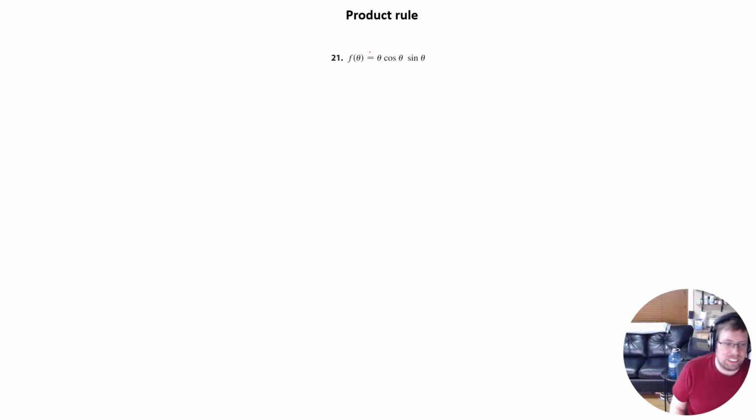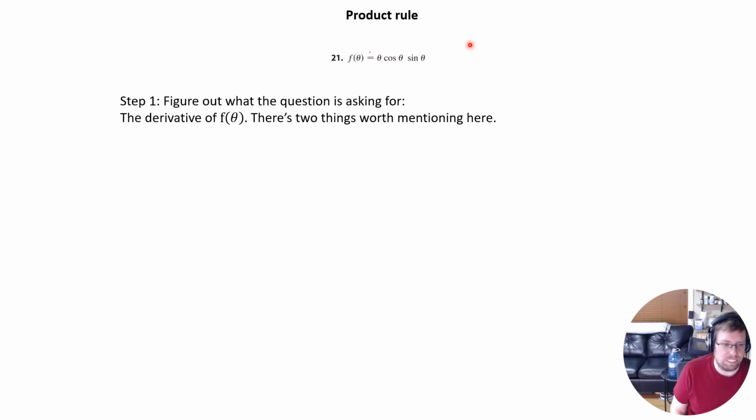Alright guys, so in this problem we're doing the product rule. The important thing to notice here is that there are three terms. There are two multiplications here. So the first thing to figure out is what this question is asking for. It's just asking for the derivative of f.